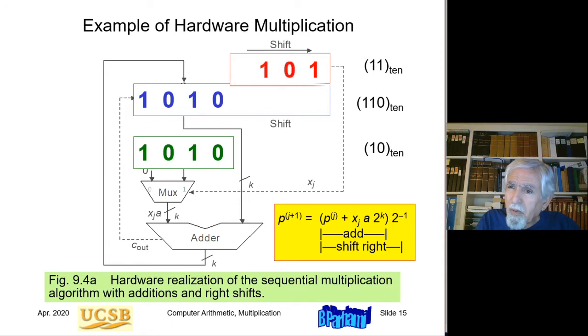Then we shift the multiplier to the right. We shift the partial product to the right. And again, we see that the next bit is 1. So 1010 must be added to the blue number. And this is the sum. Again, right shift the multiplier, right shift the partial product. The next digit is 0, so 0 will be added, so nothing changes. And then we right shift both the multiplier and the partial product. And finally, 1 times 1010 will be added. And then we right shift the multiplier, it disappears, and right shift the partial product.